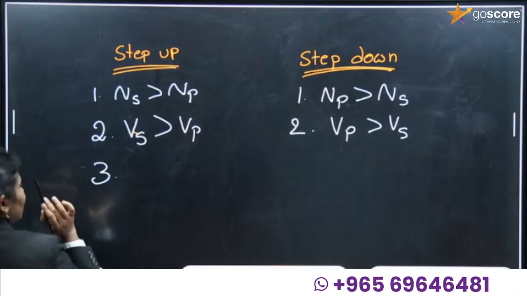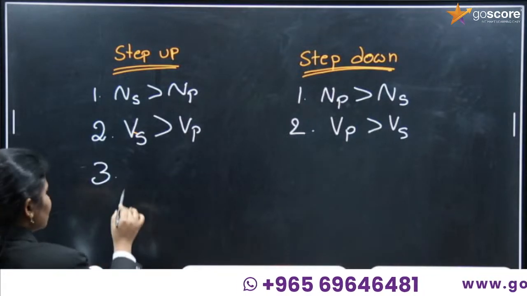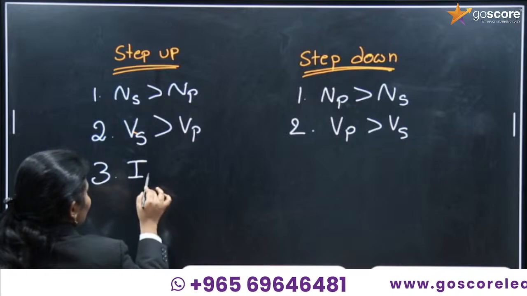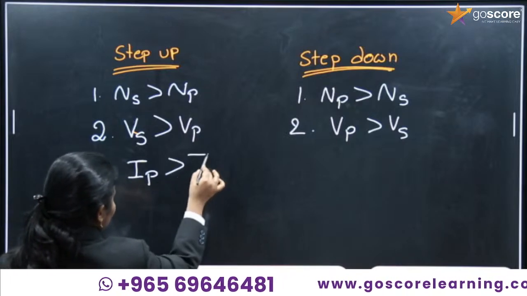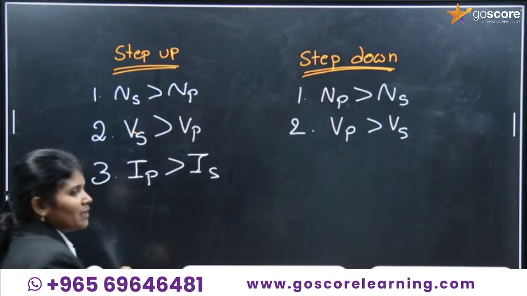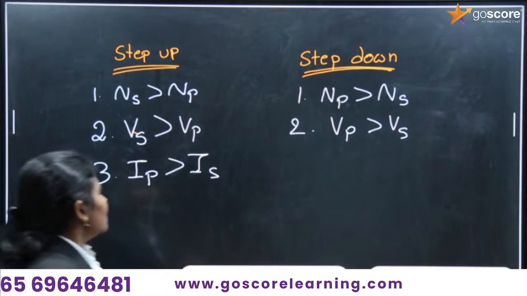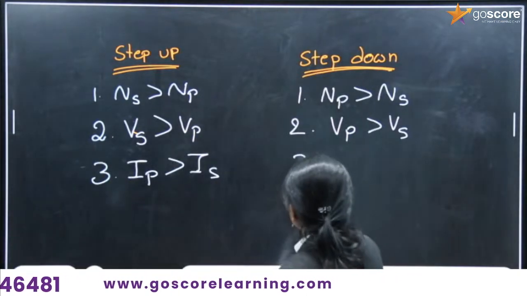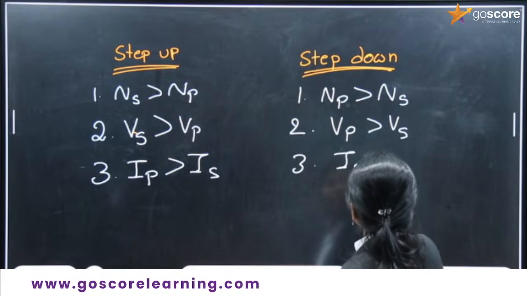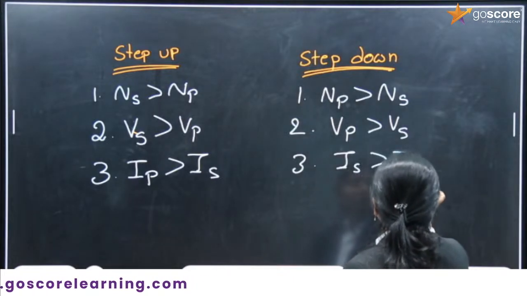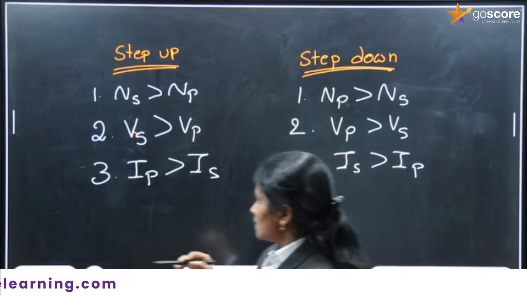Third one, but current is reversed here. Here IP is greater than the secondary current. Primary current is greater than the secondary current. Here secondary current is greater than the primary current.